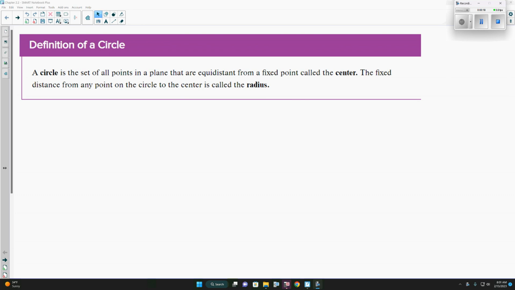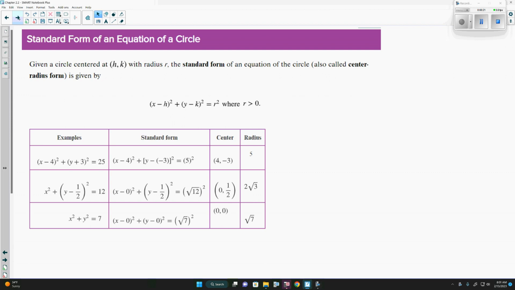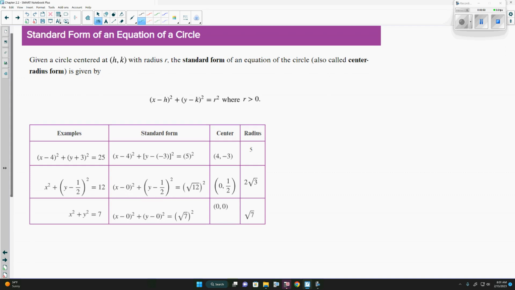We're given an equation for a circle by this here: (x - h)^2 + (y - k)^2 = r^2, where r is greater than 0. Because we're talking about a distance with r, because it is the radius, it has to be positive, so greater than 0. And we've done this before. We've talked about these before, because we've done them a little bit in Algebra 2 and Geometry.